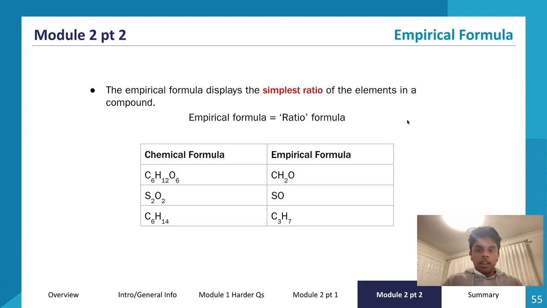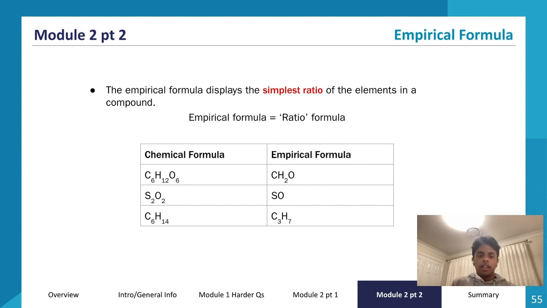So now we can move on to a topic called empirical formula. So let's go through this now. The empirical formula displays the simplest ratio of the elements within a compound. So empirical formula is essentially what we call the ratio formula.